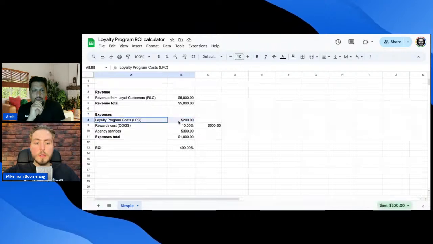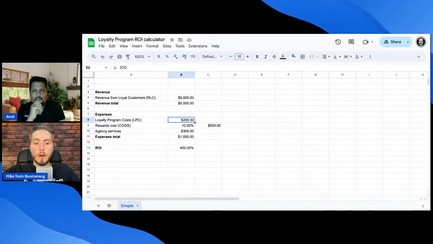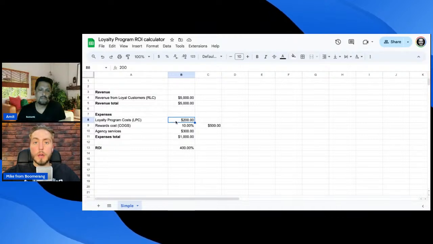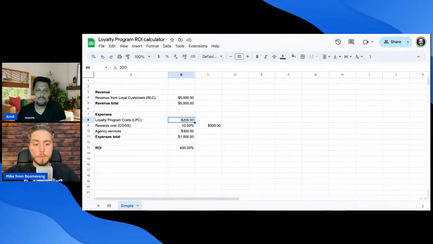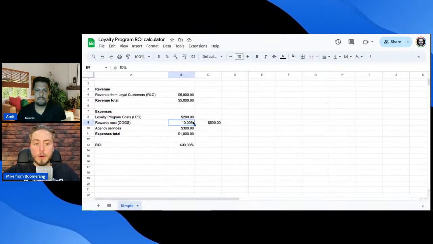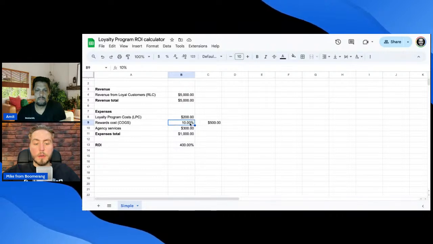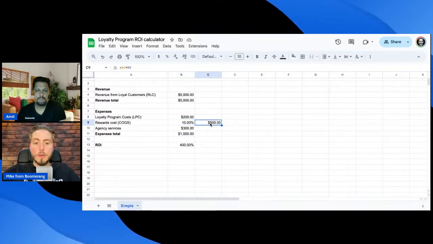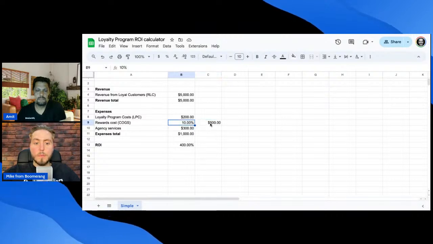Loyalty program cost, in this case, is your price rate for your plans. For example, you are charging, as I say, $200 a month for access to the platform on the business plan, just in case. Next one, rewards cost or cost of goods sold. This is the right name of this metric. I prepared 10% of the revenue, but you could set up the right amount here, not in percentage.